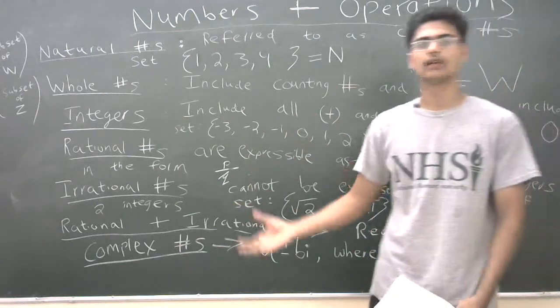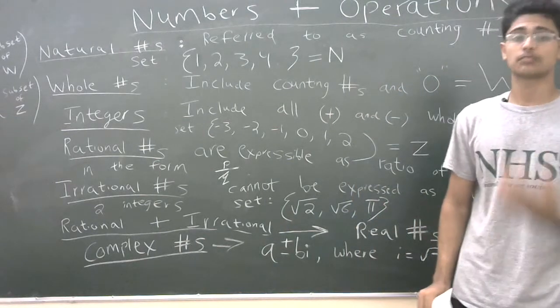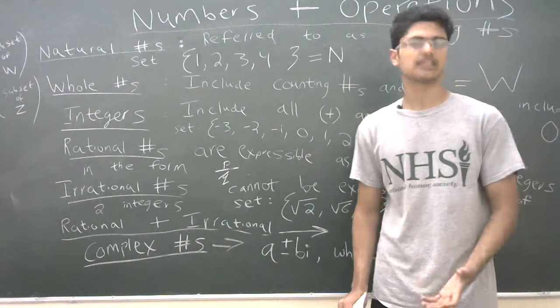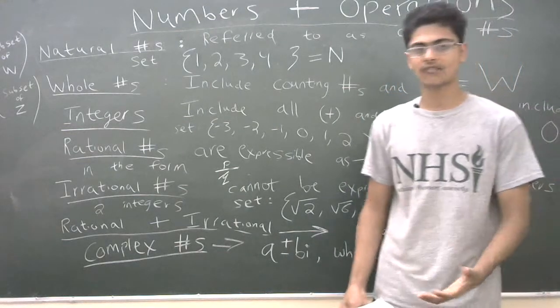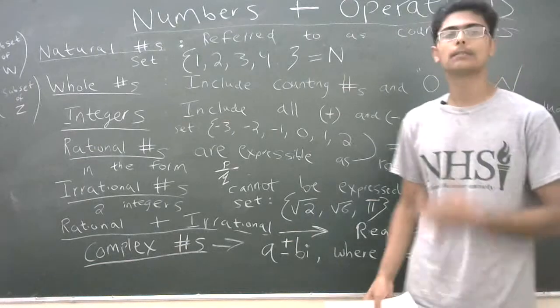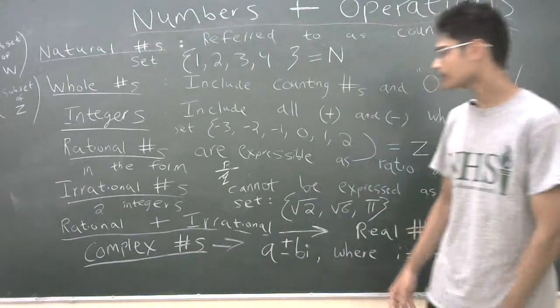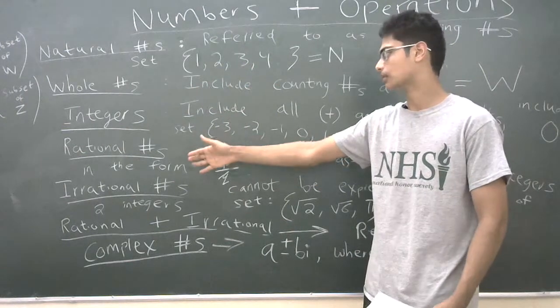And with rational numbers, these are any number that can be expressed in the form of P over Q, where P and Q are integers. So for instance, 1/2, 1/3, really anything. Recurring decimals are also a part of rational numbers. And you see that, again, integers are a subset of rational numbers.